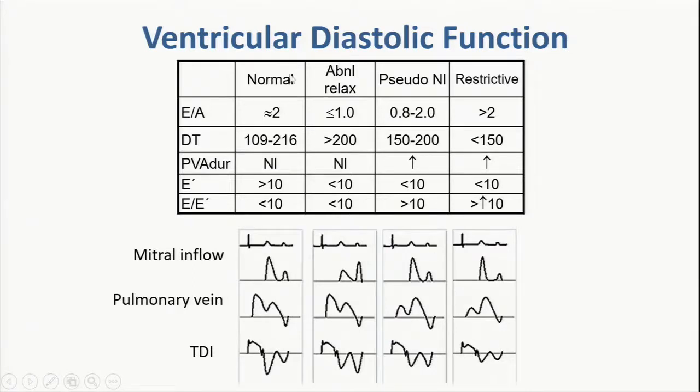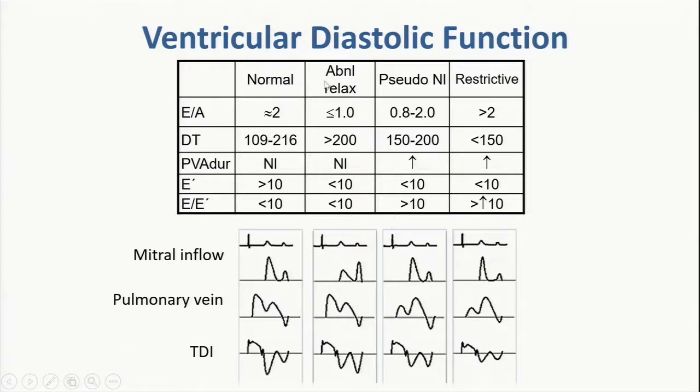So normal, you can look at the mitral valve inflow and look at that E wave to A wave ratio. So we're just looking at how tall they are and taking the ratio of them. And normal is for that to be approximately 2. The deceleration time is usually between 100 and 200. Pulmonary A wave duration is normal, in other words, less than the mitral valve A wave duration. The E prime value, that tissue Doppler parameter, is usually greater than 10. And the E over E prime: we're taking the pulse wave E wave and dividing that by the tissue Doppler E prime wave, and that ratio is usually less than 10. So this is what you see in normal.